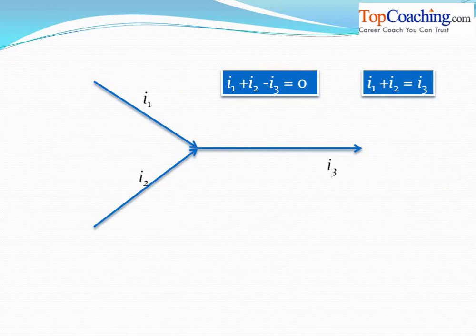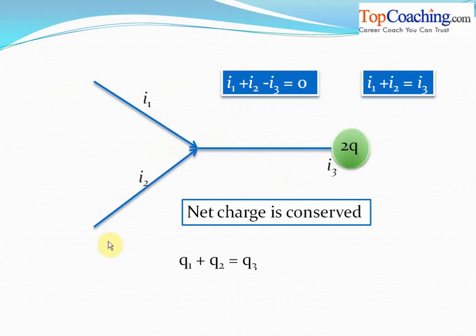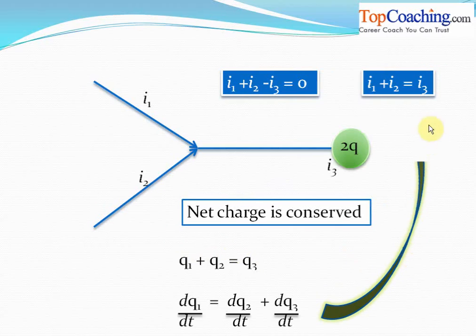Even though Kirchhoff's junction rule is quite basic, you can also derive it using basic charge conservation. If a charge Q is flowing from here and Q from here, then clearly the charge flowing out of the junction will be 2Q, Q plus Q, isn't it? Similarly, if a charge Q1 is coming from one end and charge Q2 is coming from another end into the junction, then the net charge flowing out of the junction, Q3, will clearly be equal to Q1 plus Q2, isn't it? Now we can differentiate this equation and say dQ1 by dt plus dQ2 by dt equals dQ3 by dt, isn't it? And therefore, we can say that I1 plus I2 is equal to I3 at every single junction. And that is all about Kirchhoff's current rule.